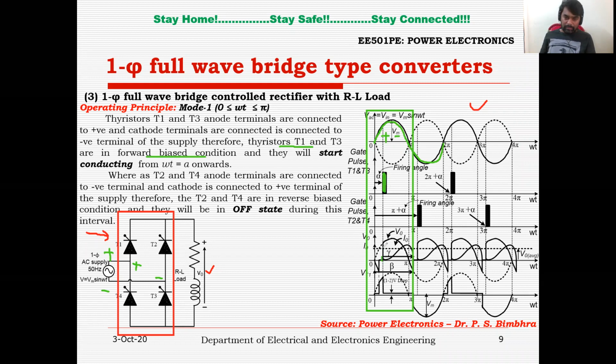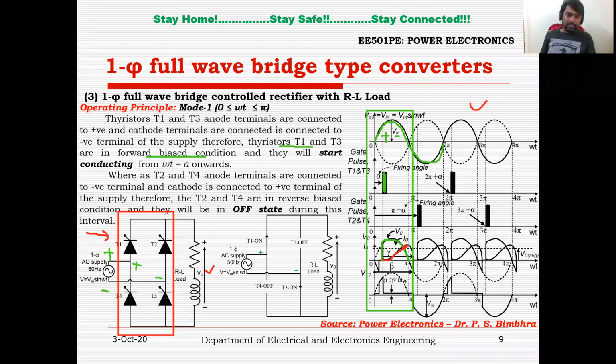So from this point onward, the output voltage is following the input voltage. You can see here, it is following the input voltage. And since the load is an inductive load, the current has to lag the voltage by some angle. It is lagging the voltage by some angle. Thereafter, it is charging the inductor. During the positive half cycle, that is from alpha to pi, the inductor may charge to a maximum energy. Thereafter, it will discharge, right?